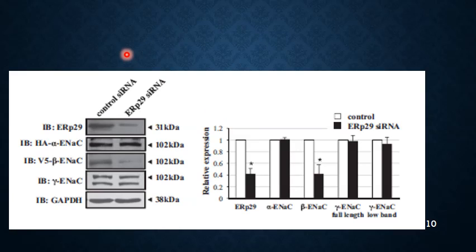siRNA negatively affected ERP29 expression by a 60% decrease, 40% expression relative to control, which correlated with a 60% decrease in ERP29 expression in beta ENaC. Expression of alpha and gamma subunits did not appear to be affected here. So right here we have our unaffected gamma and alpha units, but ERP29 with siRNA decreased by 60% relative expression right here at 0.4, and so did the beta ENaC right here, black.